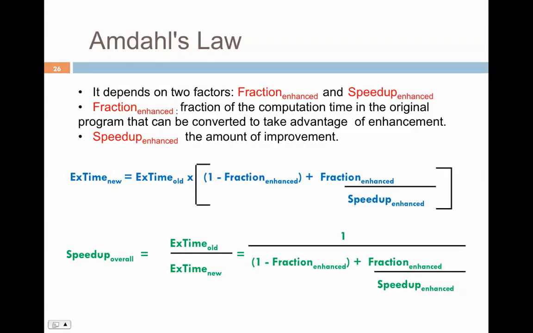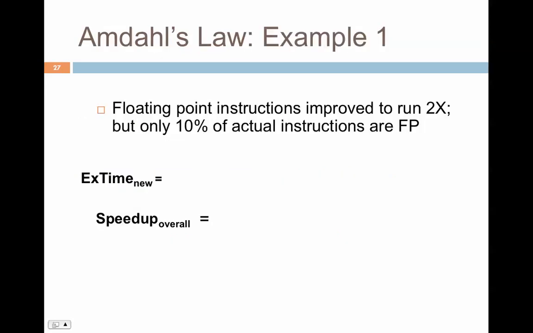So we were looking at Amdahl's law, and this looks at the execution time new in terms of execution time old and the overall speed up. So here is a simple problem. The problem states floating point instructions improved to run 2x, but only 10% of actual instructions are floating point.